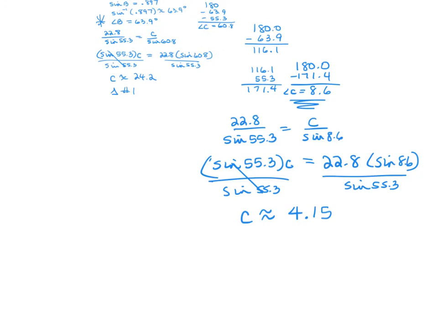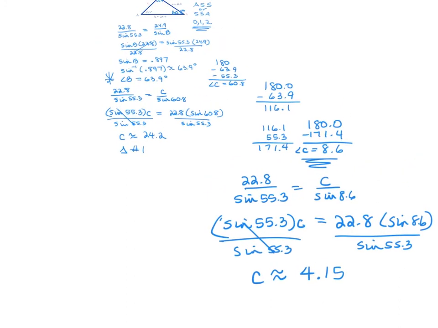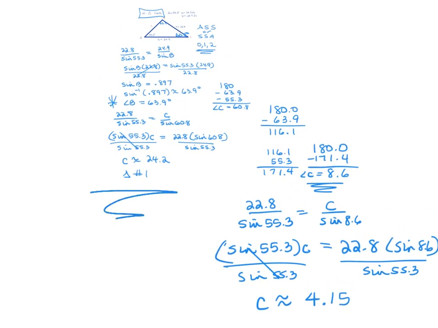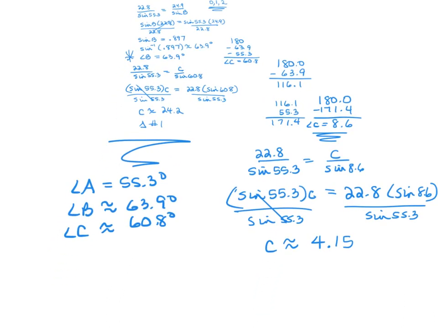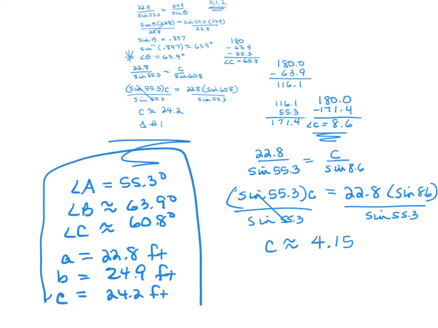So the two triangles, the first one is what I calculated over here. So my first triangle, angle A is 55.3 degrees. Angle B was also calculated, and that was 63.9. And angle C is 60.8. And then little a was given to me, 22.8 feet. Little b was given. And little c for this triangle is 24.2. So that is the first triangle.